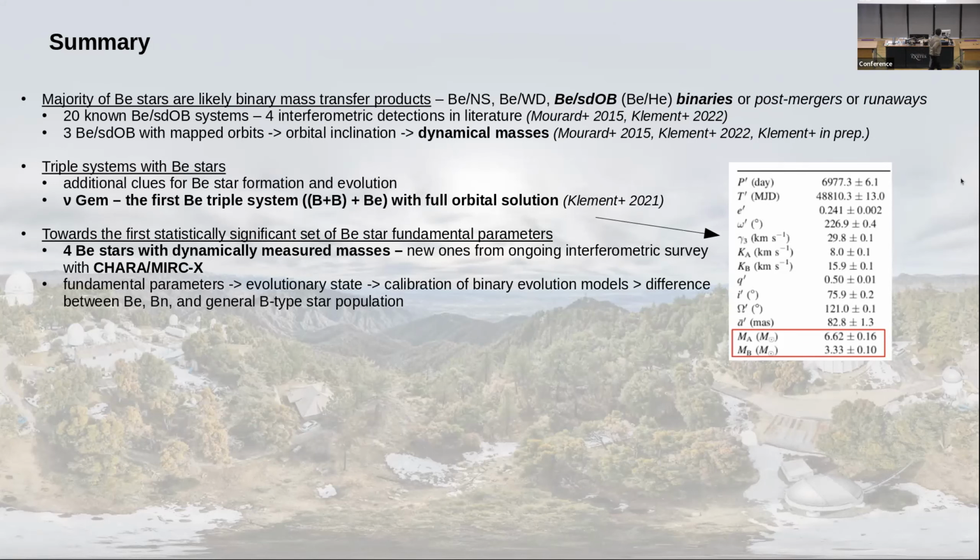So I saw that most of the stars in your sample are closer than 1 kiloparsec, and are there plans to go beyond that limit and to see farther away, or what are the limitations for that?